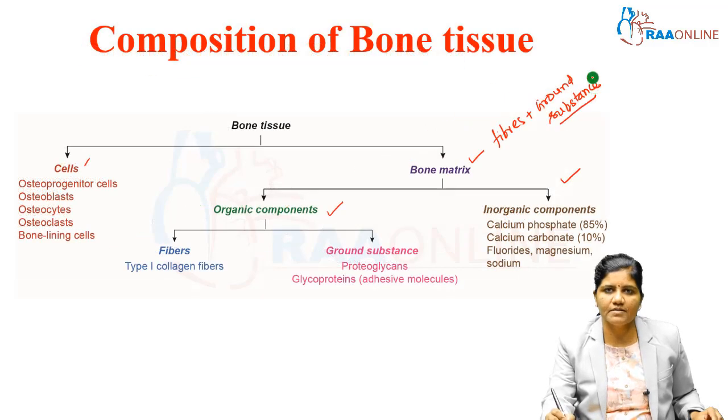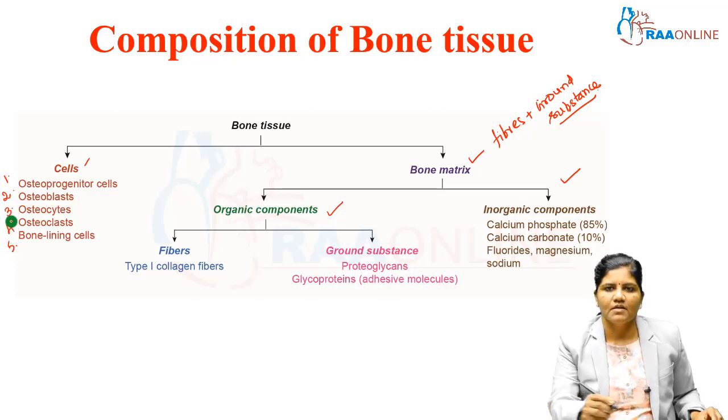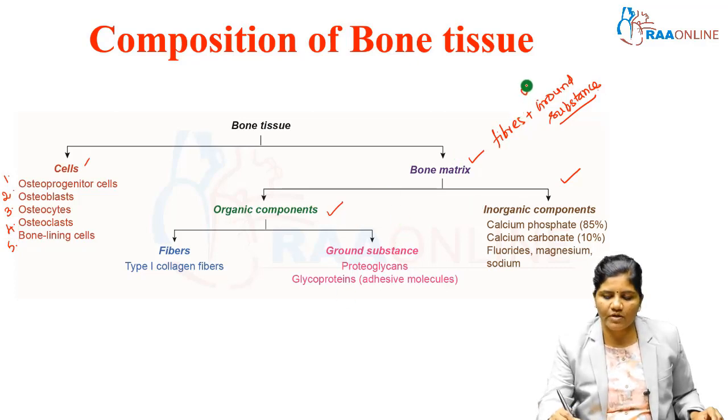Together they form the matrix. The cells of the bone are osteoprogenitor cells, from which come osteoblasts, osteocytes, osteoclasts as well as the bone lining cells. The bone matrix is made up of fibers as well as the ground substance. These two form the organic component. The inorganic component is mainly the salts.